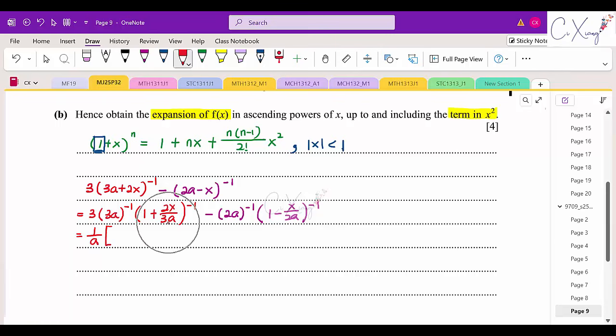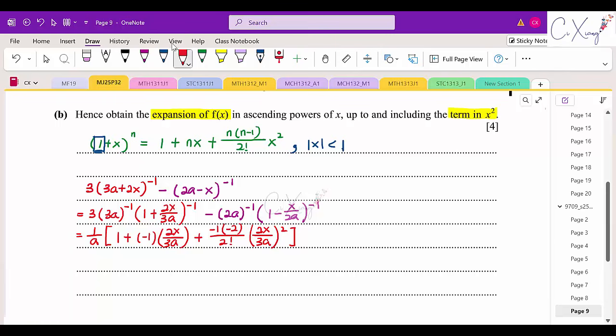And now I want to start expanding the first bracket here. First term is always a 1. Second term is nx. So my n is -1, and x will be 2x over 3a. Okay, then how about the third term? The third term will be -1, which is the n, times n minus 1, which is -2, then divided by 2 factorial. Then x squared, where x means the second term in the bracket, so (2x over 3a) power 2. Okay, so I'm done with the expansion for the first bracket.